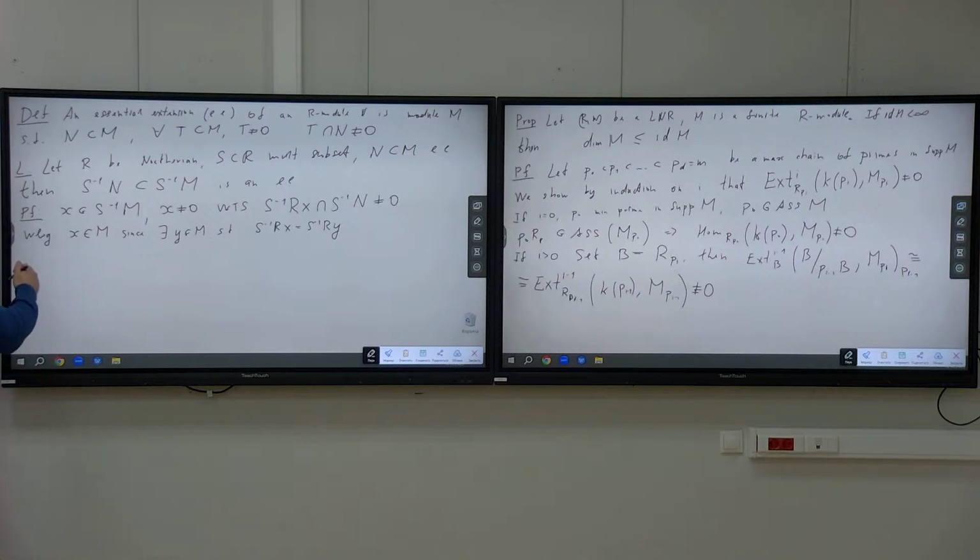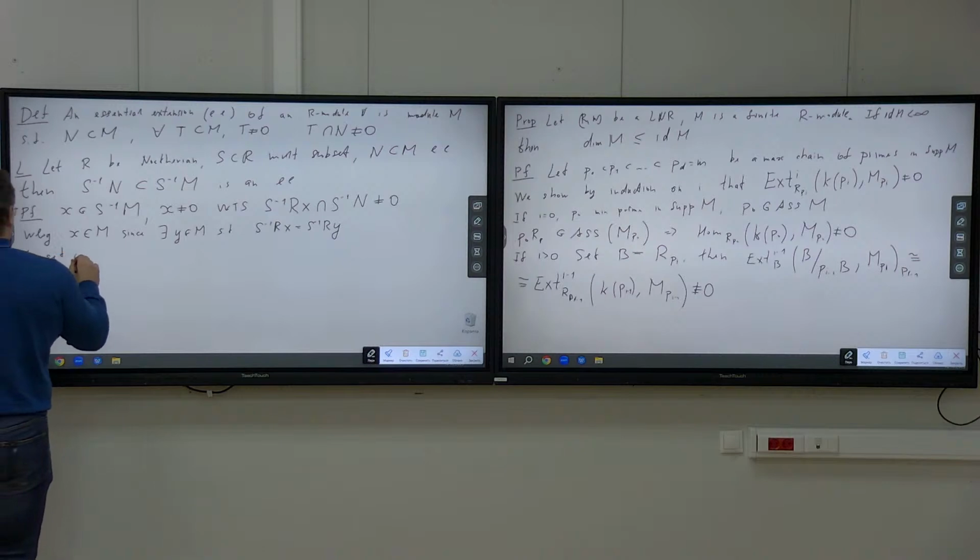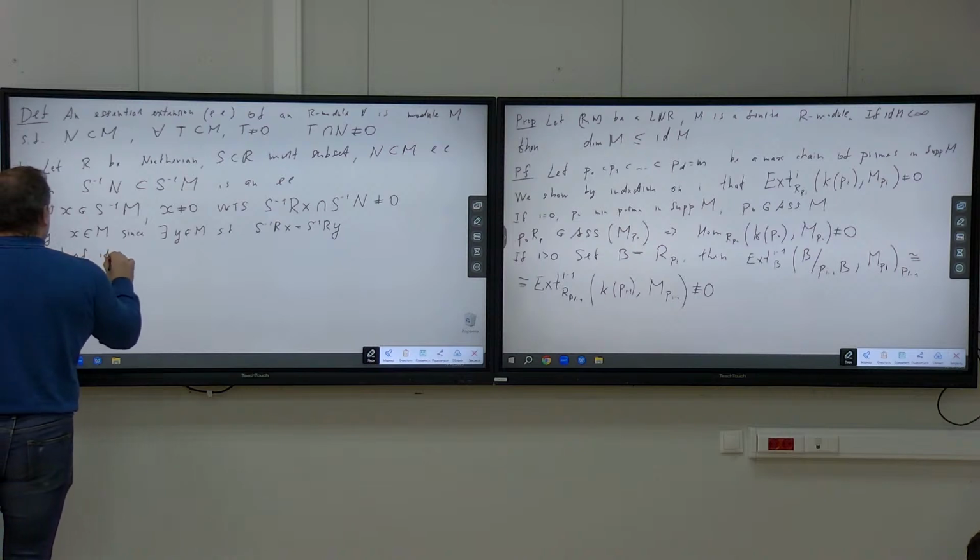Another reduction can be achieved as follows. We consider the set of ideals.